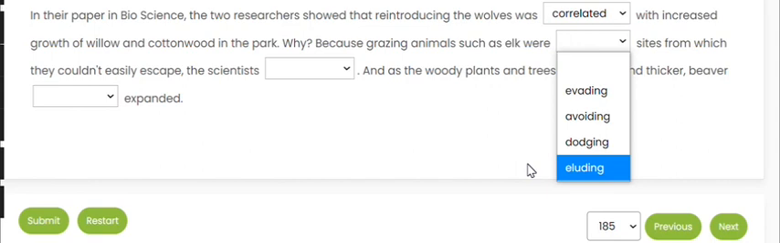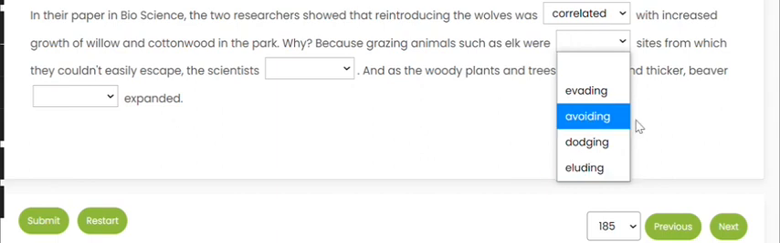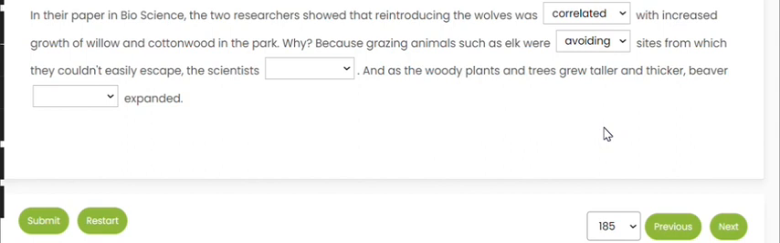So here we are talking about sites. Sites are not dangerous. Sites are not enemy. So we cannot say eluding, and dodging cannot come because we are not saying they suddenly move. We are rather wanting to say that they are avoiding those places. They are not going to those areas where it is not possible for them to escape easily.